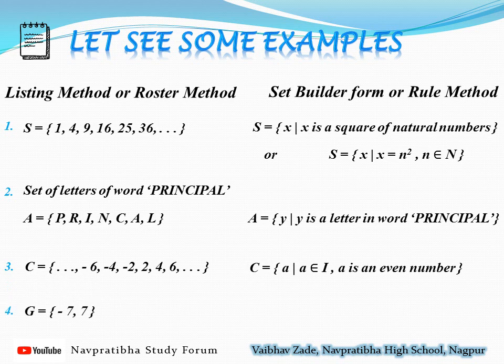Another example, G equals -7 and 7. What are we seeing? Only two elements, -7 and 7. One is a negative number, one is a positive number. So what is this property? In set builder form, G is the set of all x such that x belongs to I and x equals the square root of 49. It means -7 and 7 are the square roots of 49. Every number has two square roots. Here 49 has the square roots -7 and 7.